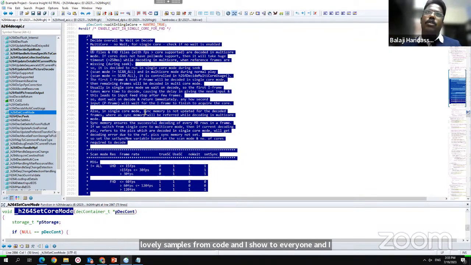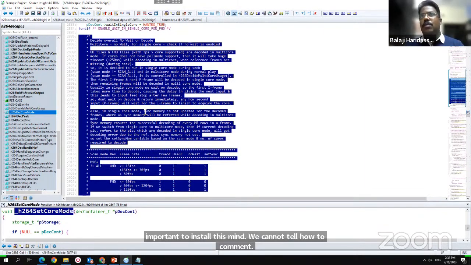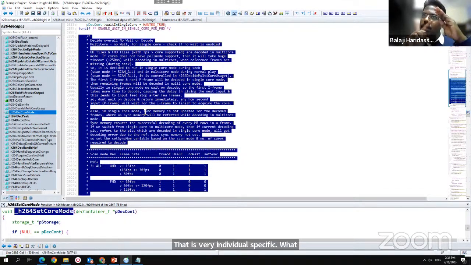So this is something that we need to do. It's very, very important to instill this mindset. We cannot tell how to comment. That is very individual specific. But if the mindset is there, then they will know to what level of commenting is needed, and the other person will understand. If that judgment is there in that person, then it is good.